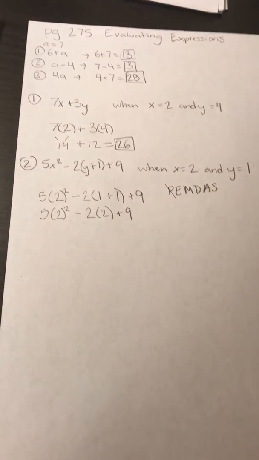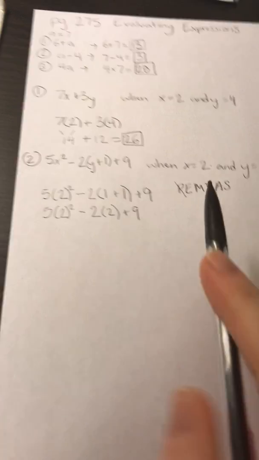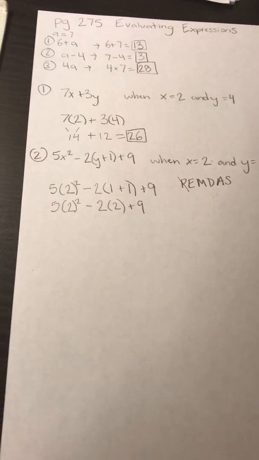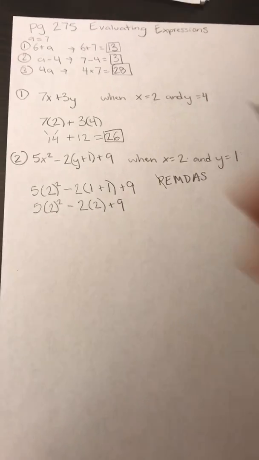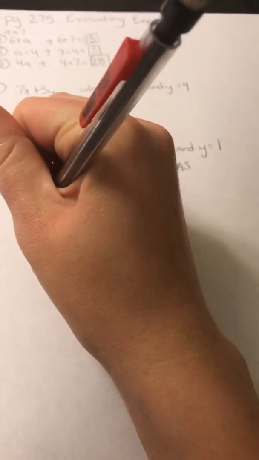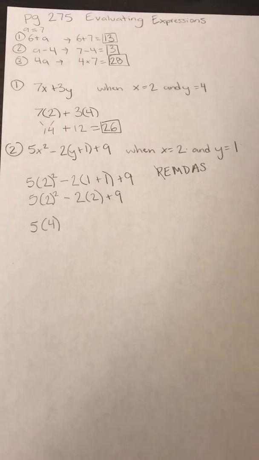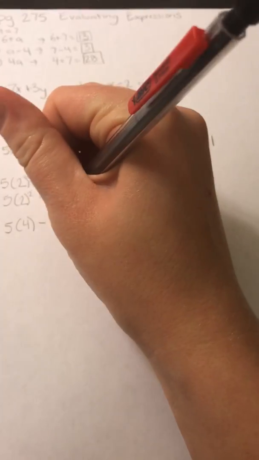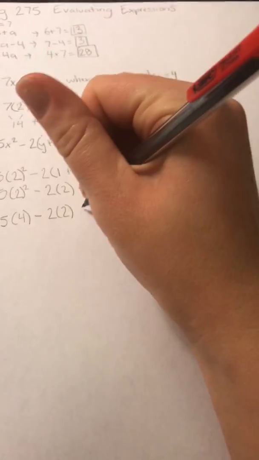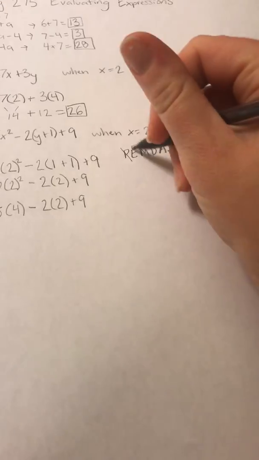So I got my p. Exponents is next. So now I have to deal with my exponent right here. 2 to the second power. 2 times 2 is 4. All right, so 2 squared is 4. Minus 2 times 2 plus 9. All right, so now exponents is done.